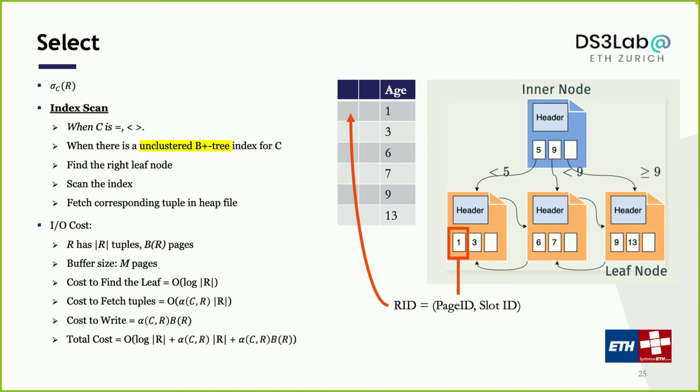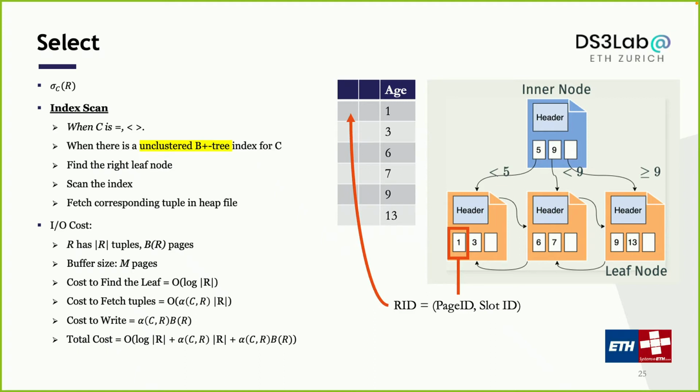Essentially, the total cost in the worst case, which is actually pretty reasonable as an estimation, is the cost you need to find the leaf, log of R, plus the cost you need to fetch tuples, alpha multiplied by the number of tuples in this relation, plus the selectivity multiplied by the number of pages in the relation.